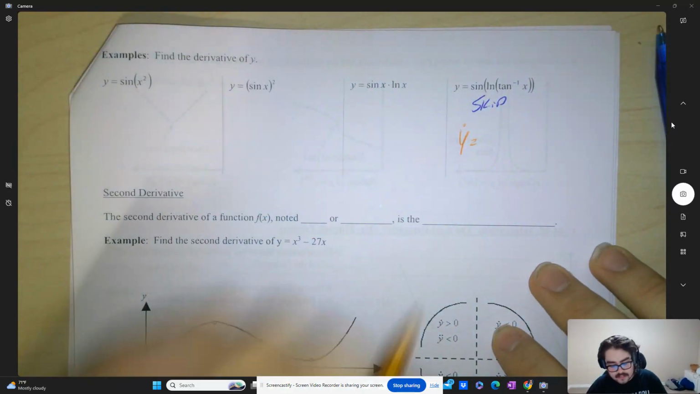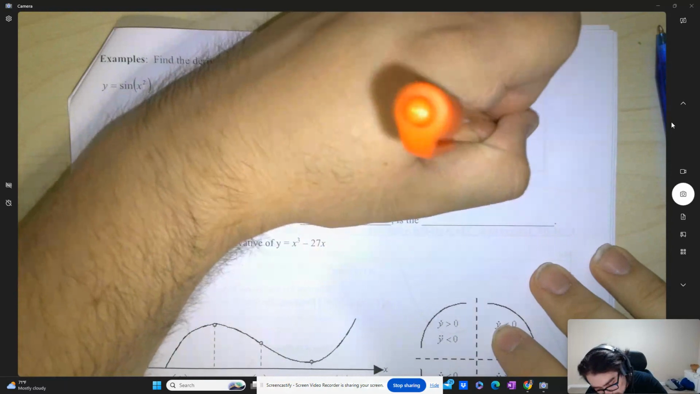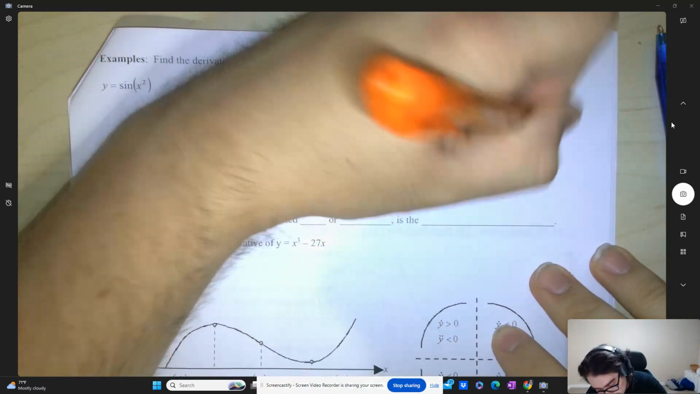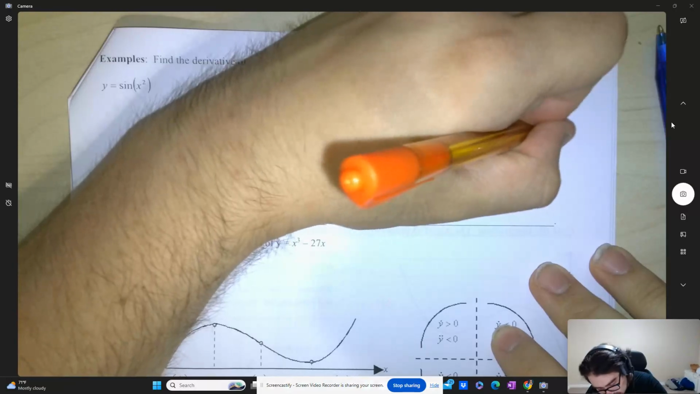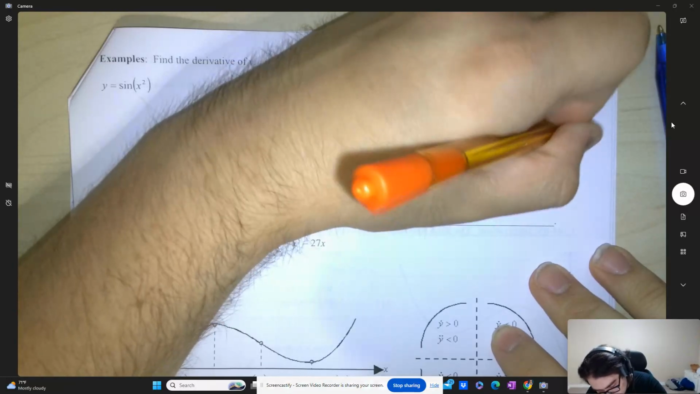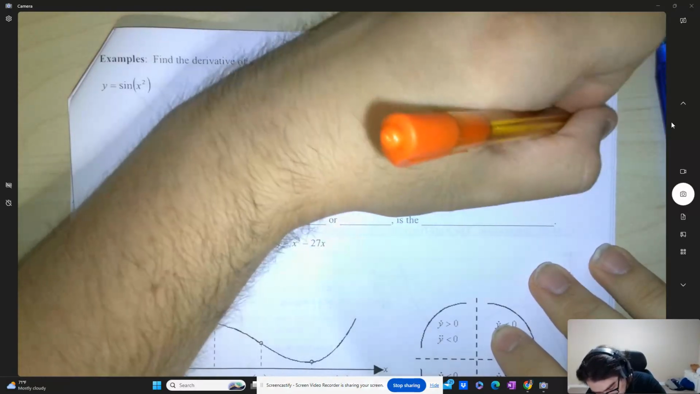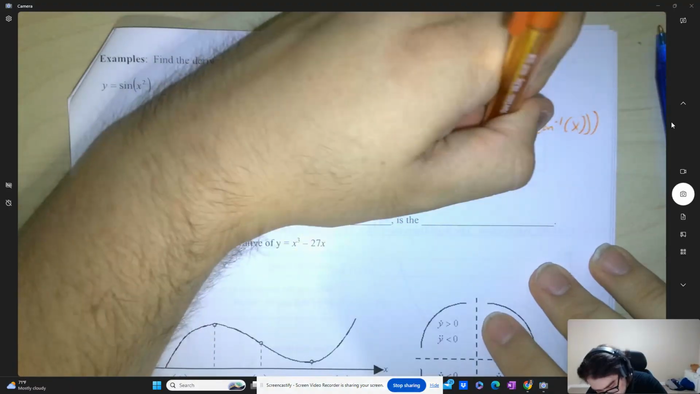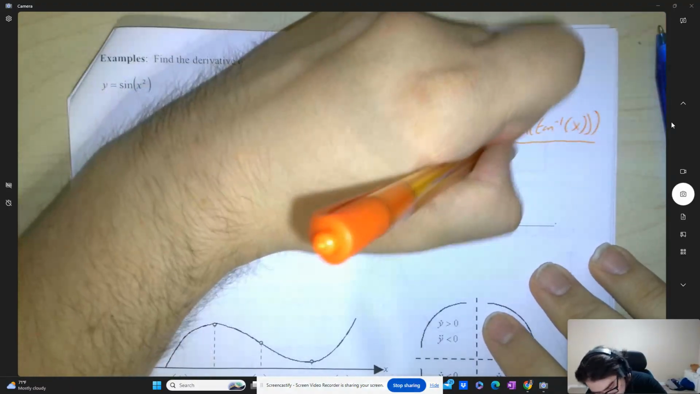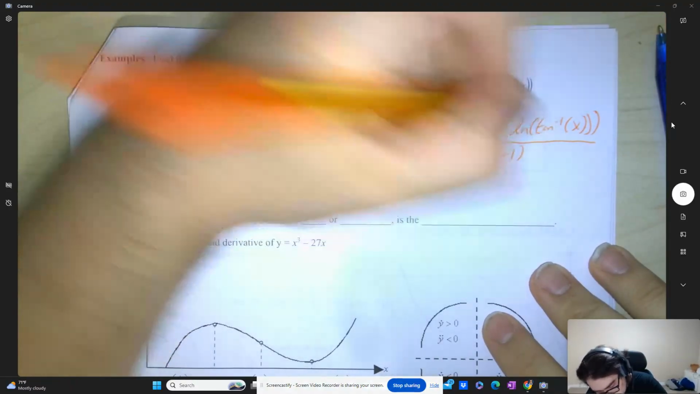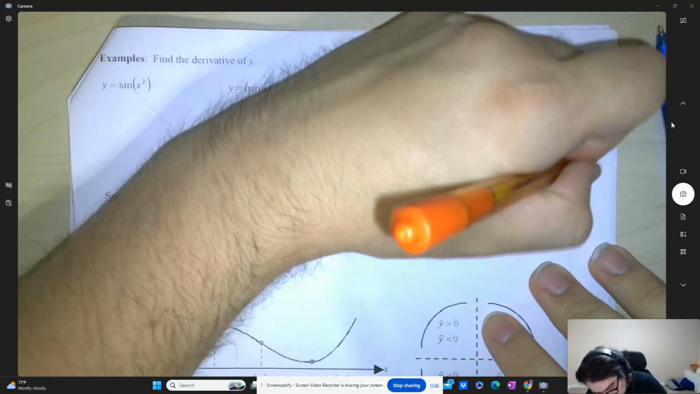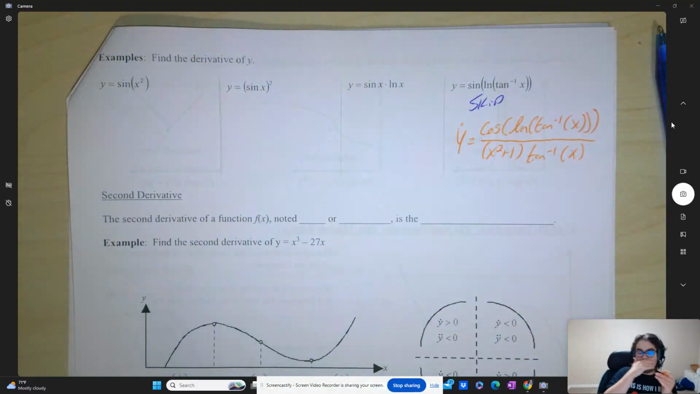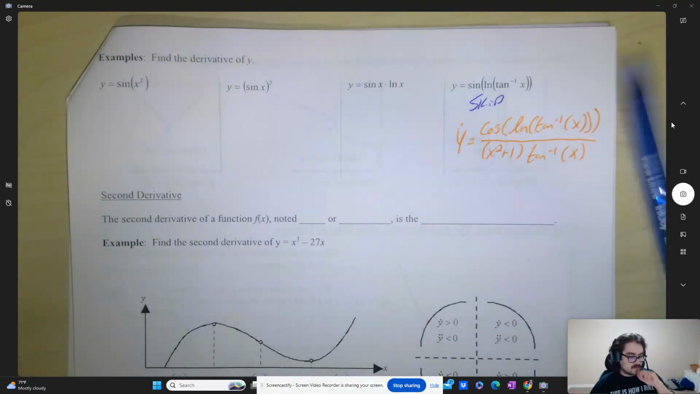Okay, you would get that the derivative of this is cosine of natural log of inverse tangent of x, over x squared plus 1 times the inverse tangent of x. And that's a mess, right? You would have to know a lot more calculus to be able to do that. So we're not expecting you to do that.